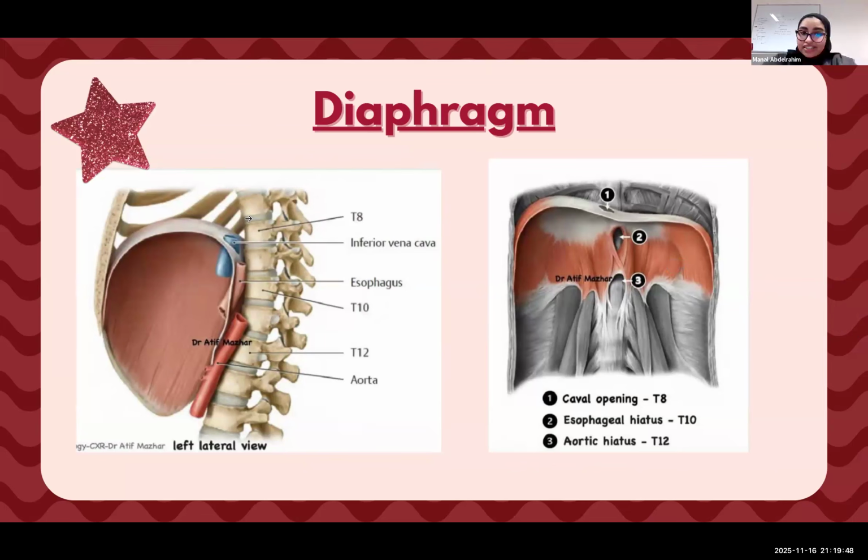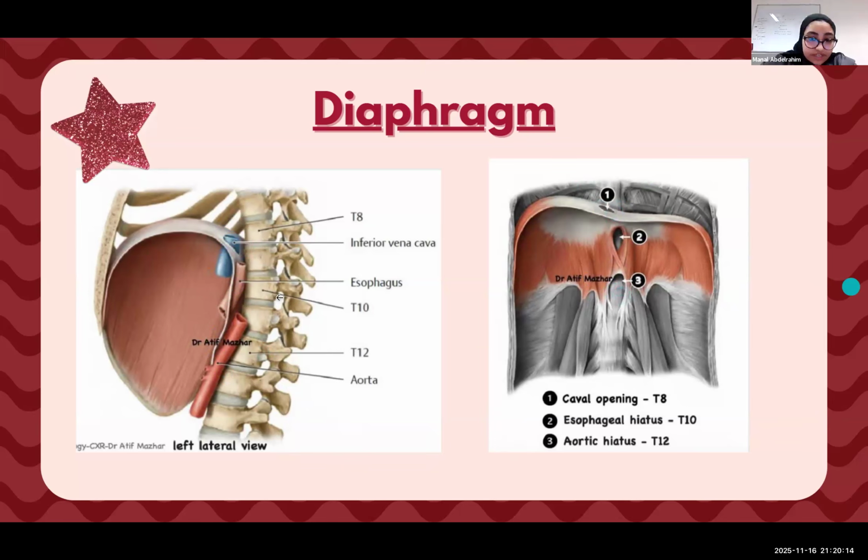So we have the inferior vena cava, the esophagus and the aorta. Inferior vena cava is going to go in first. It goes at the level of T8. And then we have the esophagus at T10, and finally the aorta at T12. So here, if I were to ask you to label them, 1 would be for the inferior vena cava at T8, 2 would be for the esophagus at T10, and 3 would be for the aorta at T12.